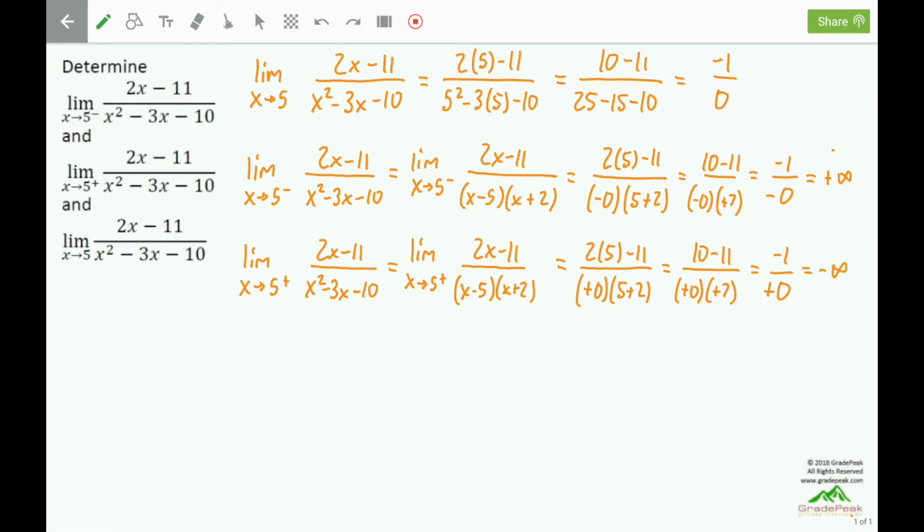The two-sided limit depends on the results of the two one-sided limits. They do not match each other here. So the two-sided limit up here will be does not exist. And there's the results of the three different limits.